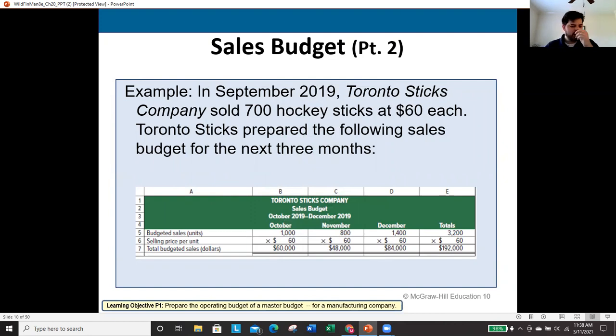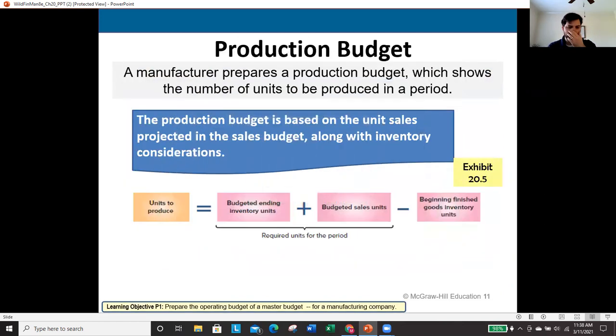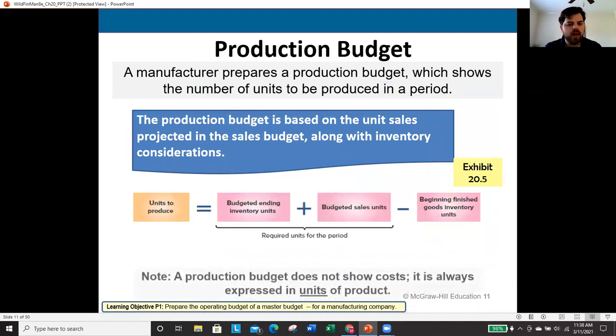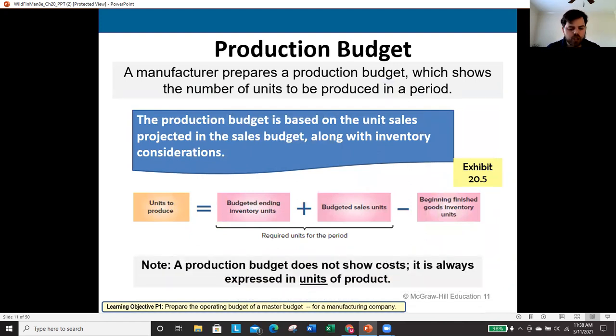In this case, we see that in September 2019, Toronto Sticks Company sold 700 hockey sticks at $60 each, and they prepared the following sales budget for the next 3 months. So we expect October, November, and December to see the following numbers of sales, and we expect in each case to sell at $60 per unit. Now, this allows me to figure out my total estimated sales for each month, but more importantly for that quarter on the whole, which here is $192,000.